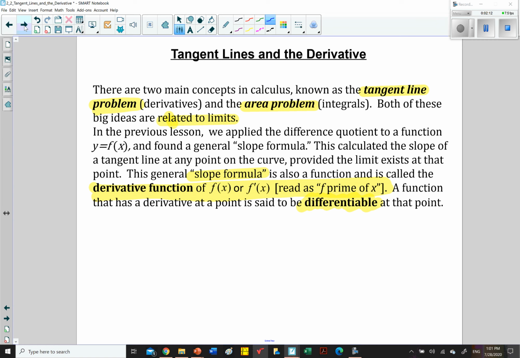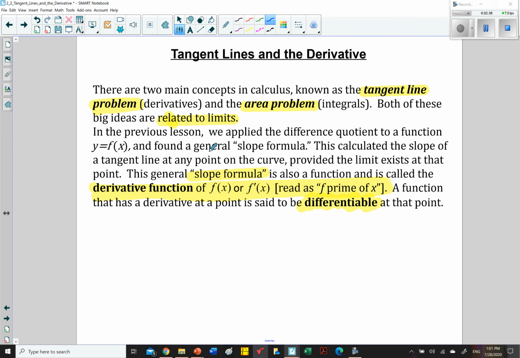And today we're going to talk about the two big concepts or big ideas in calculus. That's the tangent line problem and the area problem. Those are our two main ideas or two sections of calculus. In first semester, we look at derivatives. And second semester, we discuss the area problem and talk about integrals. And actually, both of these are related to limits.